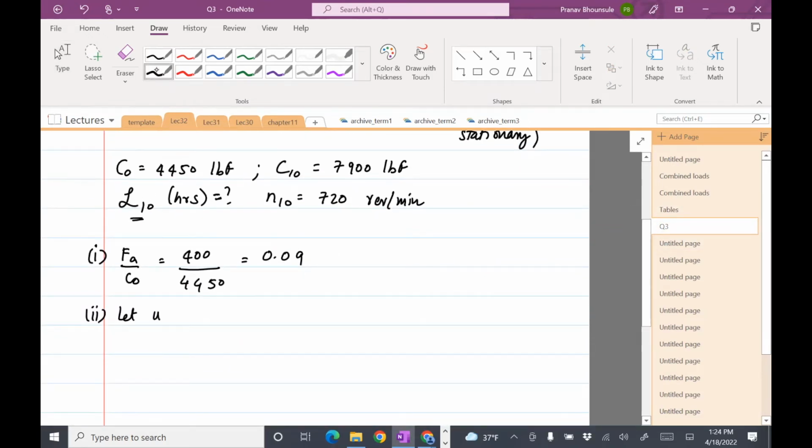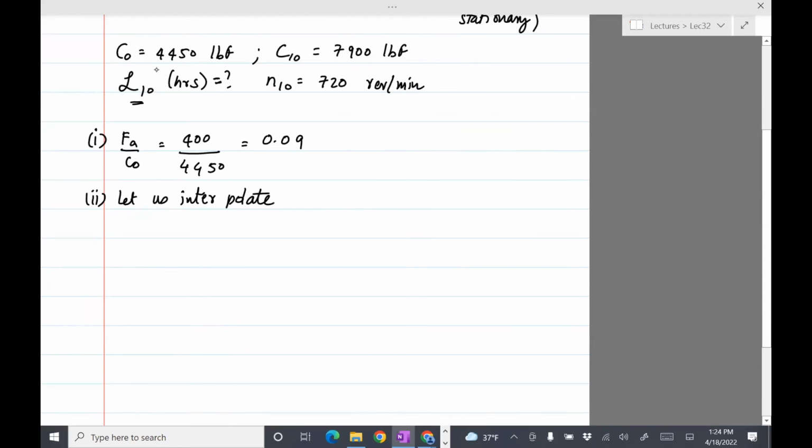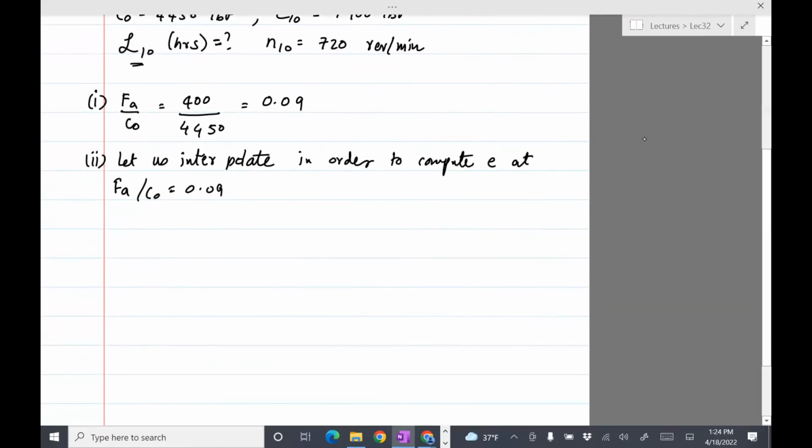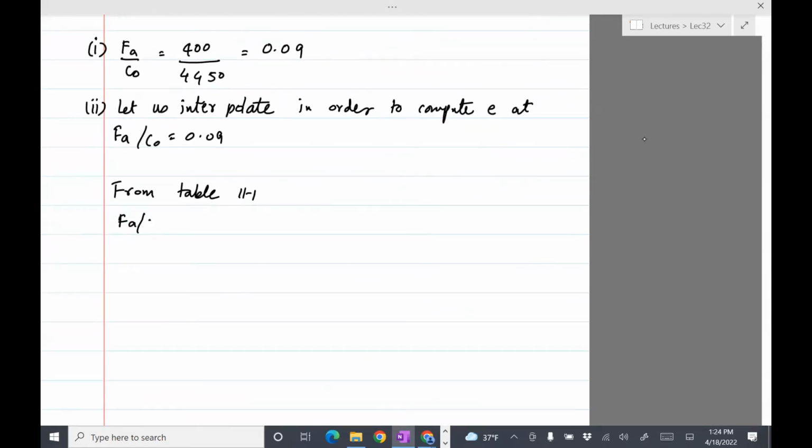So let us interpolate in order to compute E at FA divided by C0 equals 0.09. So I'm taking those values from the table. We have 0.084, 0.11, and then the 2 E's are 0.28, 0.3.